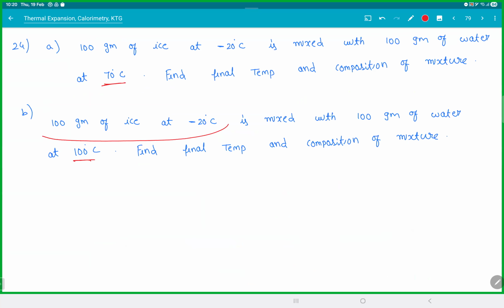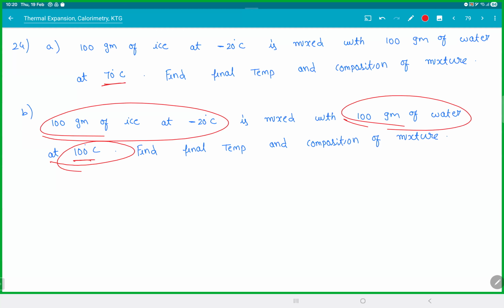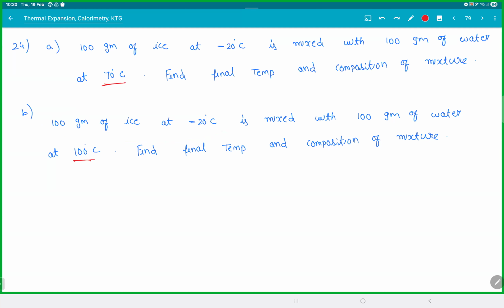100 grams of ice at minus 20 degrees and 100 grams of water at 100 degrees are combined. Find the final temperature and the composition of the mixture. Same question, I just changed the numbers. Twenty grams of steam at 100 degrees is mixed with 80 grams of ice at minus 20 degrees. Find the final temperature and the composition.